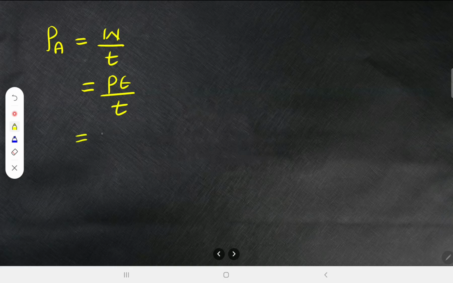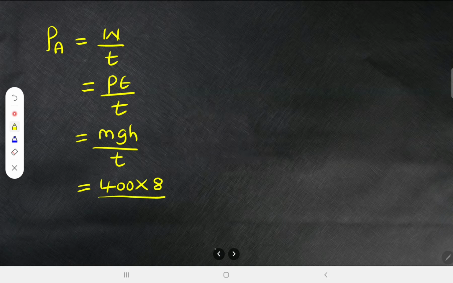What is the potential energy formula? Potential energy is mgh, divided by time taken. What is mg? 400 into what is h? 8. So height is 8, right? And how much time has she taken? 20 seconds. So 0 and 0 get cancelled. 2 ones are 2, 20s are 20, 20 into 8 is 160. So power of girl A is 160 watt.